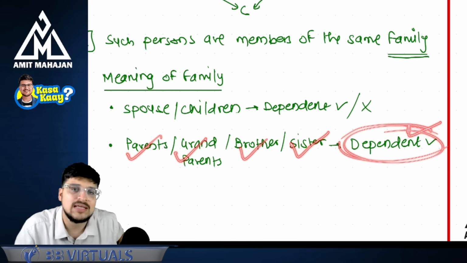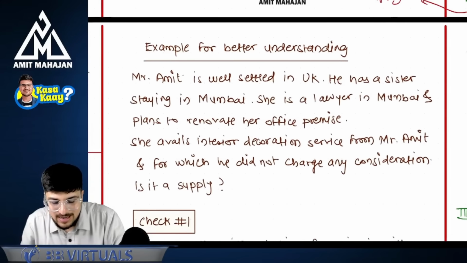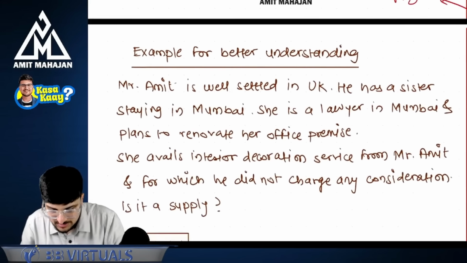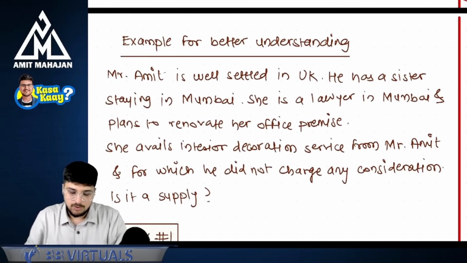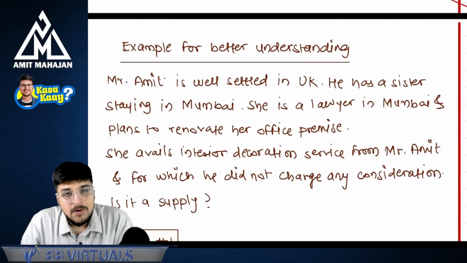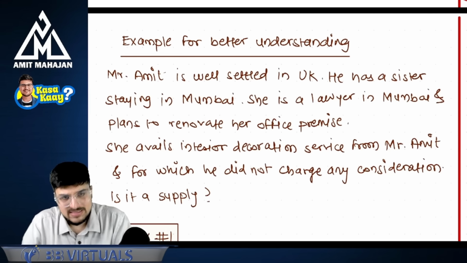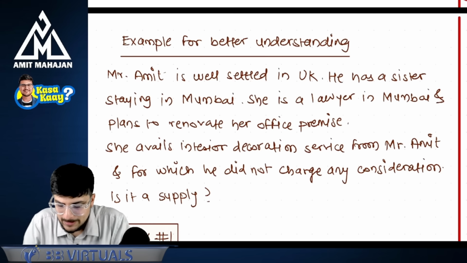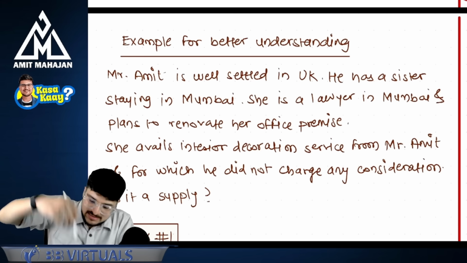Now, I will ask you one simple question and I want you to answer it. Please read this carefully. Self-made example. Mr. Amit is well settled in UK. He has a sister staying in Mumbai.